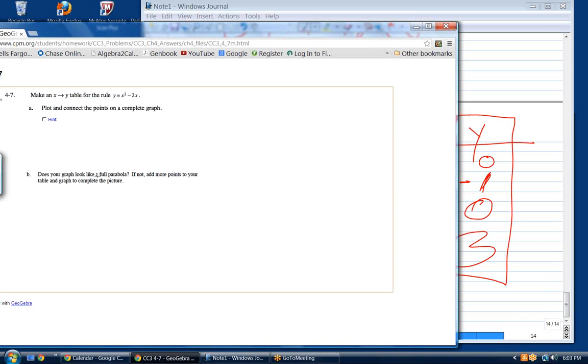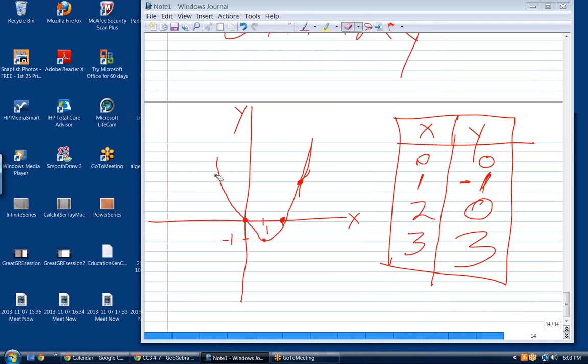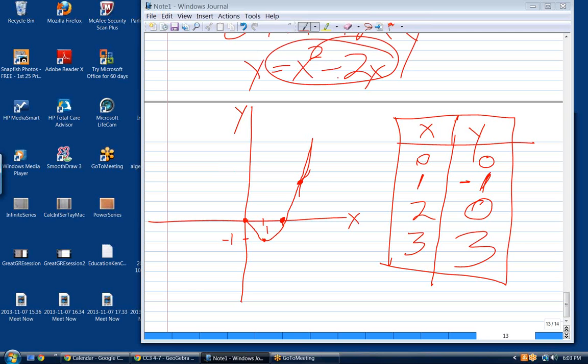Does your graph look like a full parabola? If not, add more points to your table and complete the picture. You'll notice that when I only had 4 points, this is the only part of the graph I could connect. The only reason I know that it's a parabola is because it's y equals x squared minus 2x, and that is a quadratic. All quadratics are parabolas. So I personally know that this has to extend upward like this.